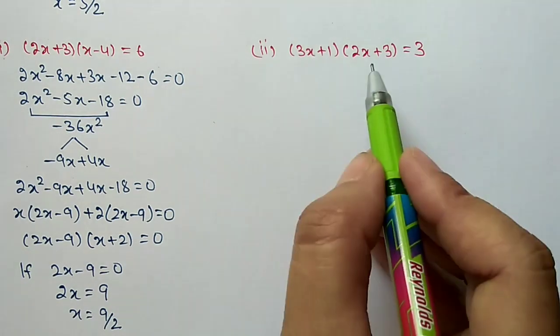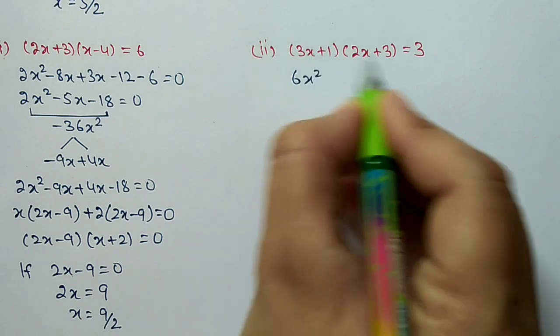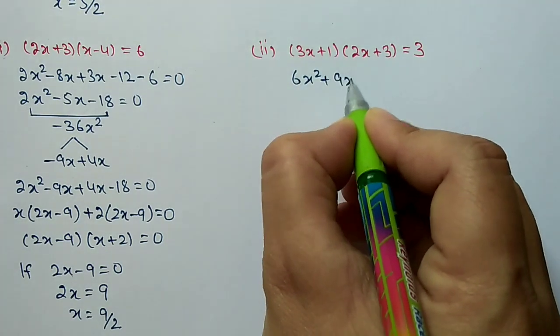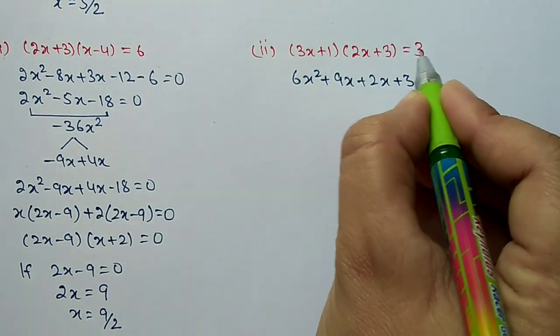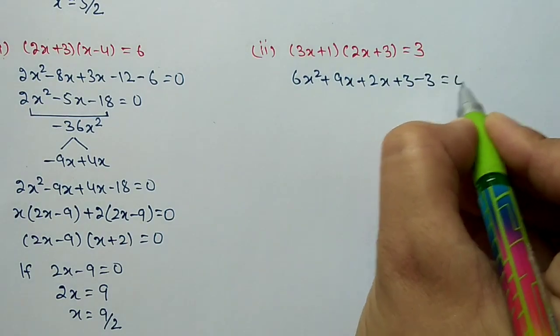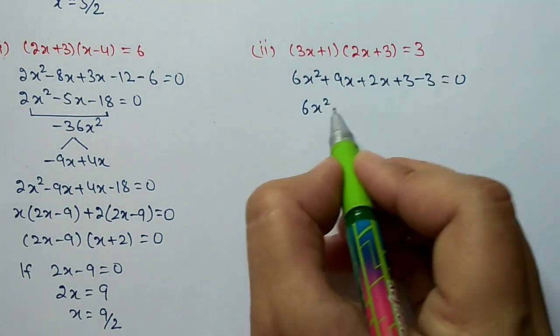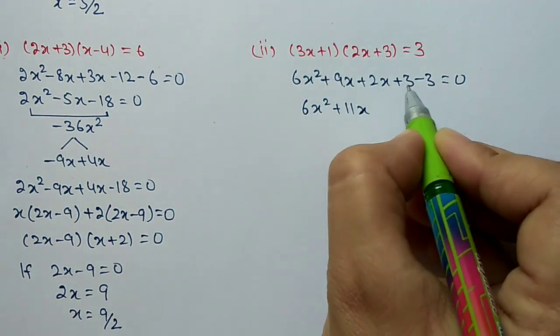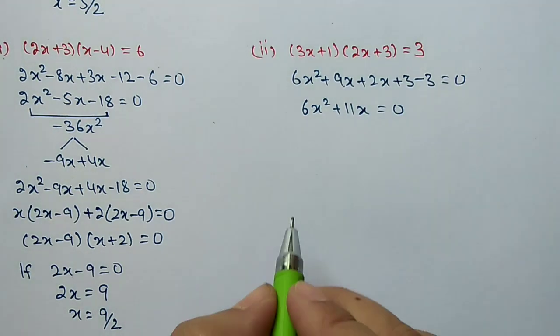First we will multiply these two brackets. 3 into 2 is 6x square, 3 into 3 is 9x, 1 into 2 is 2x, and 1 into 3 is 3, and this 3 we shift here, it will become minus 3. So we have 6x square, 9 plus 2 is 11x, and plus 3 minus 3 will become 0. This is equal to 0.